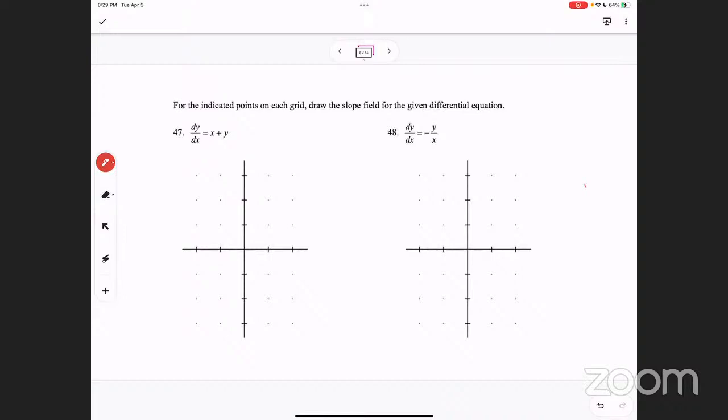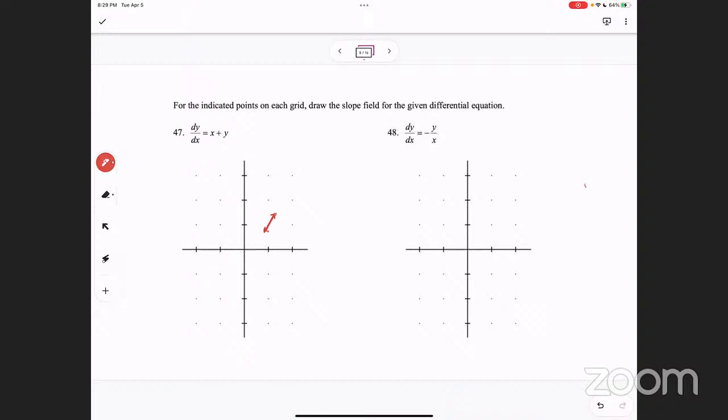I can kind of explain it to you, but I'm not really good at it. So what you're going to do is take the point 1, 1. The slope is equal to whatever x plus y is. So the slope at 1, 1 is 1 plus 1, which is 2. If the slope is 2, it's going to be rise over run like that. So you draw the line like that. Then the next would be 3, and then 4, and then 5.